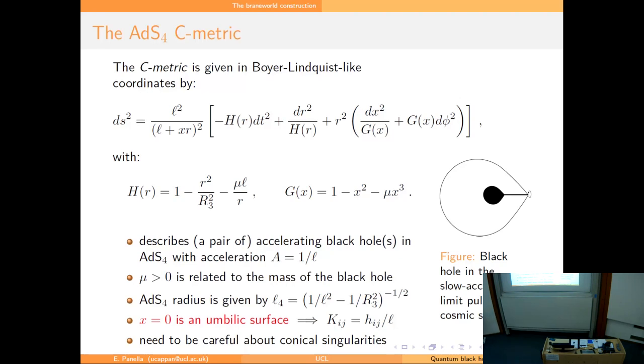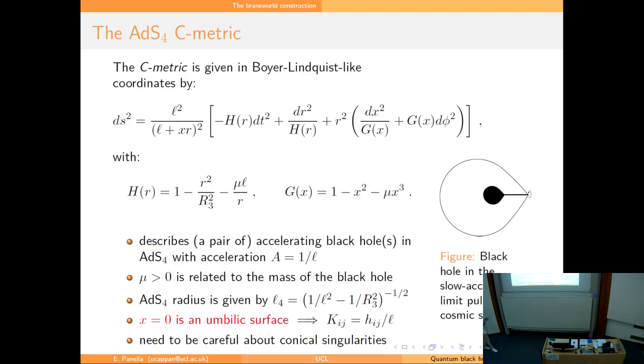For those that are not familiar, this is just a metric that describes a pair of accelerating black holes in AdS space, where the acceleration is given by 1 over little l, and this little l is the same as the one I was mentioning before, in the sense that as I want a black hole that is closer and closer to the boundary, I basically get a larger and larger acceleration, so indeed the two will match in the holographic construction.